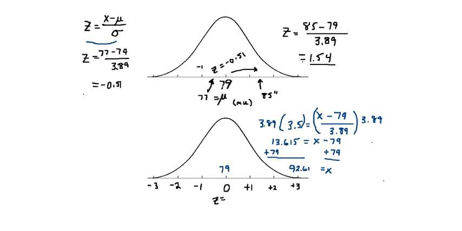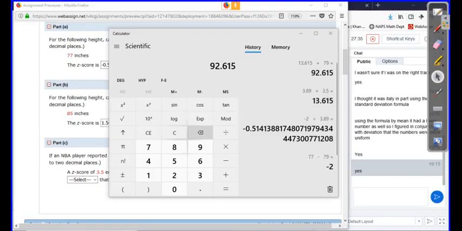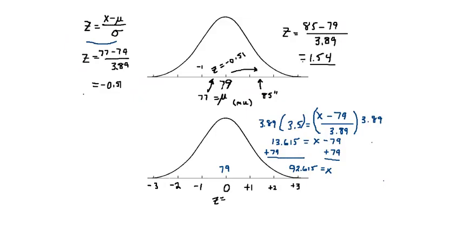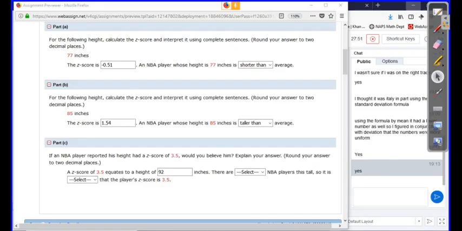Now that's a pretty tall drink of water, 92.615 inches. So whoever this NBA player is, he's a pretty tall guy, right? So what would we say? Well, we're going to round to 2 decimal places. So that would be 92.62 inches, and that's what we're going to enter.